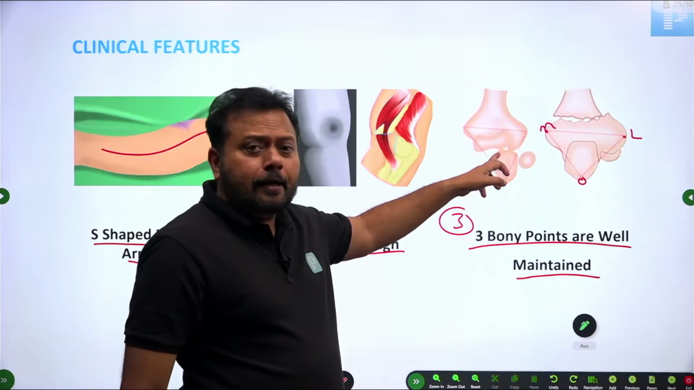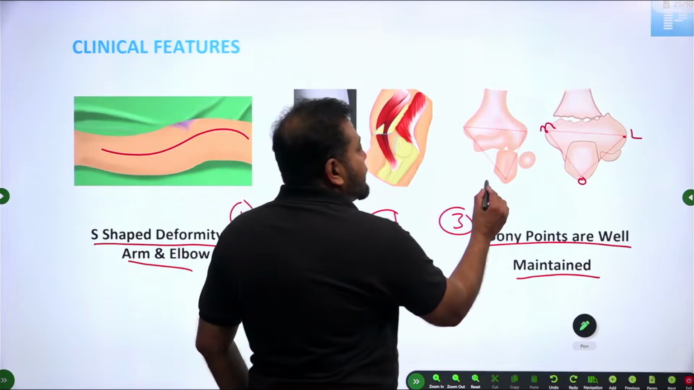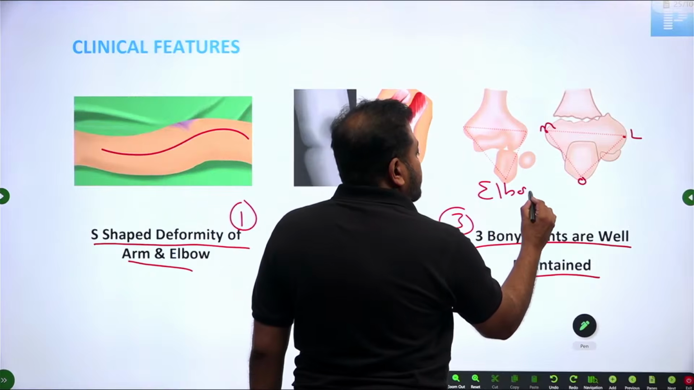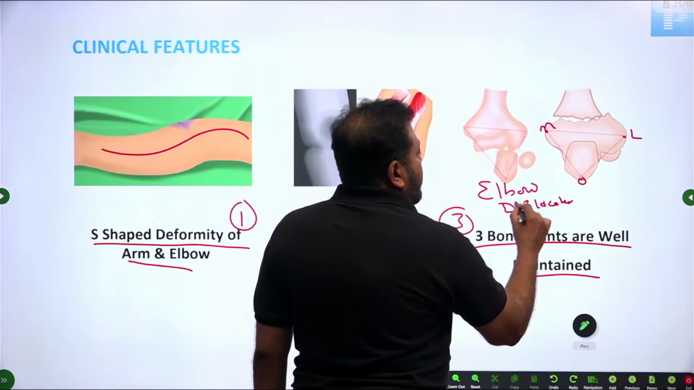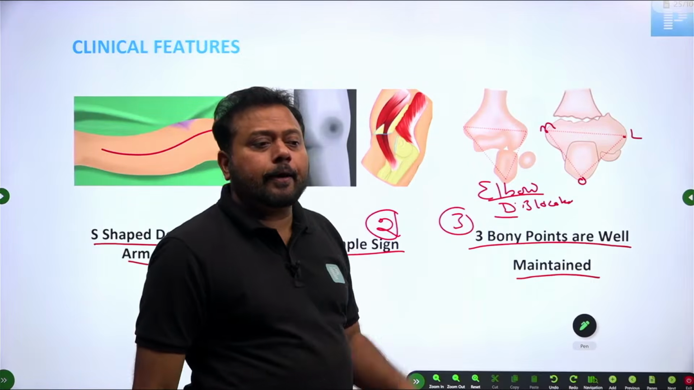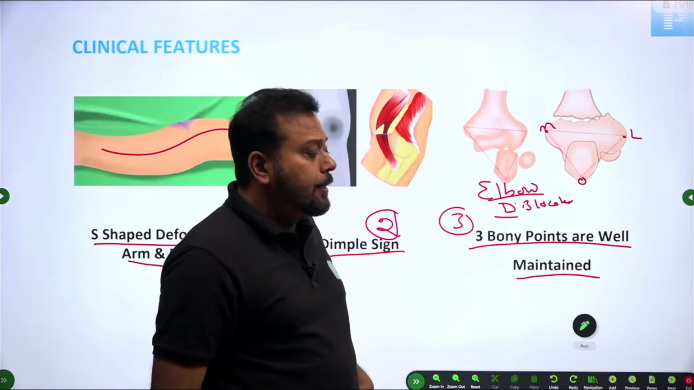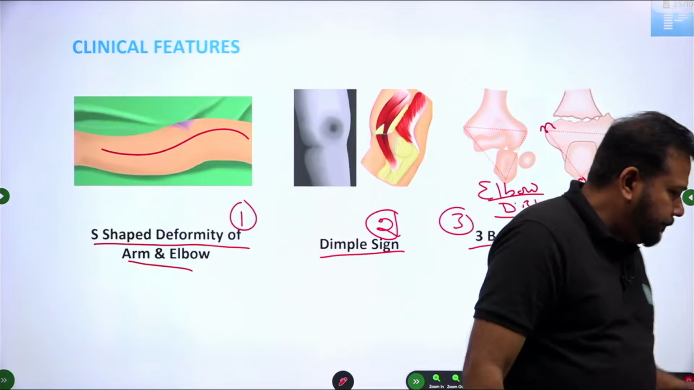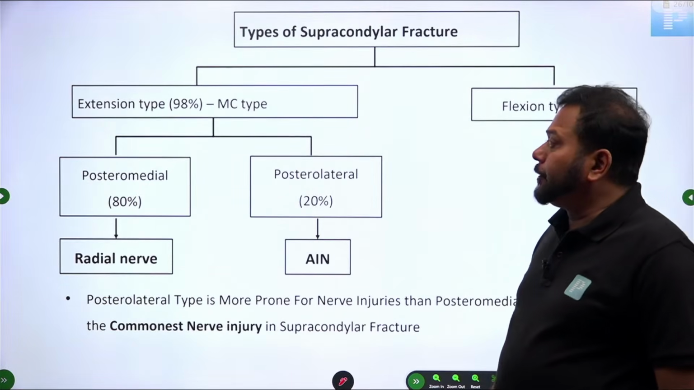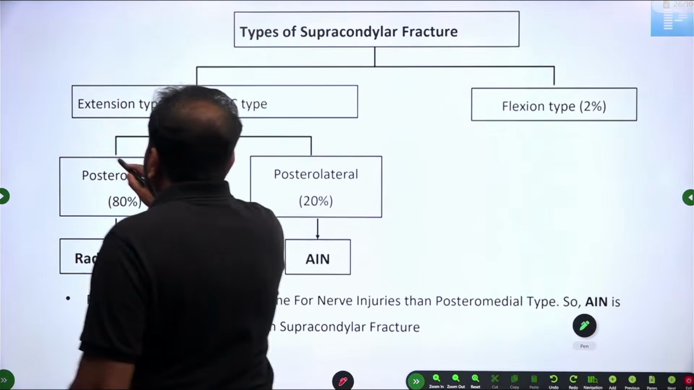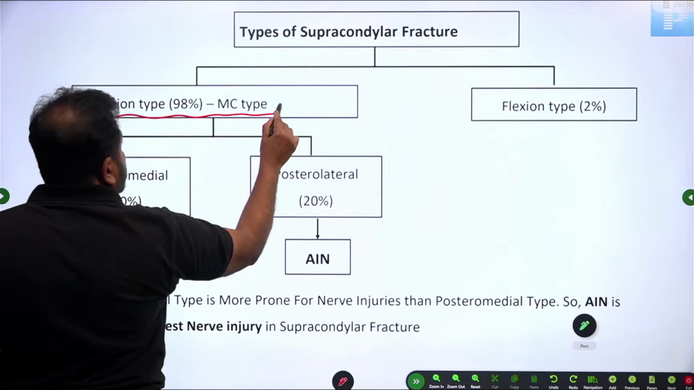When the triangle is disturbed, this is in case of elbow dislocation. So the triangle is disturbed in elbow dislocation, and maintained in supracondylar fracture. Coming to types of supracondylar fracture, 2 types are there. Extension type, which is the most common type.